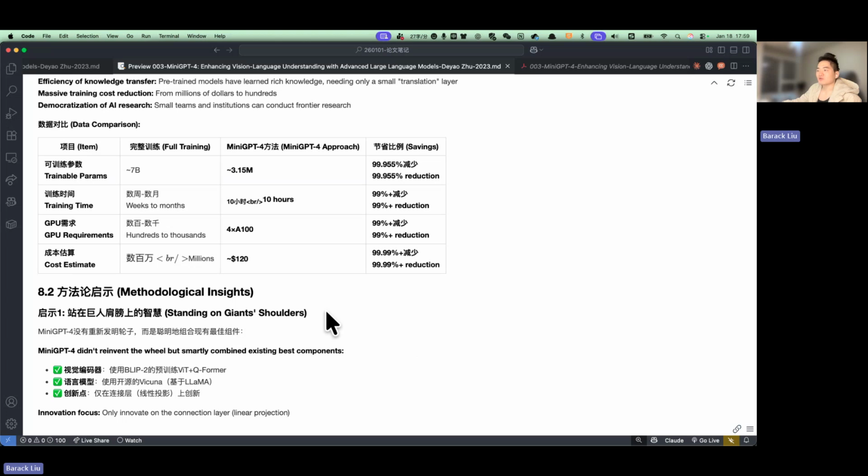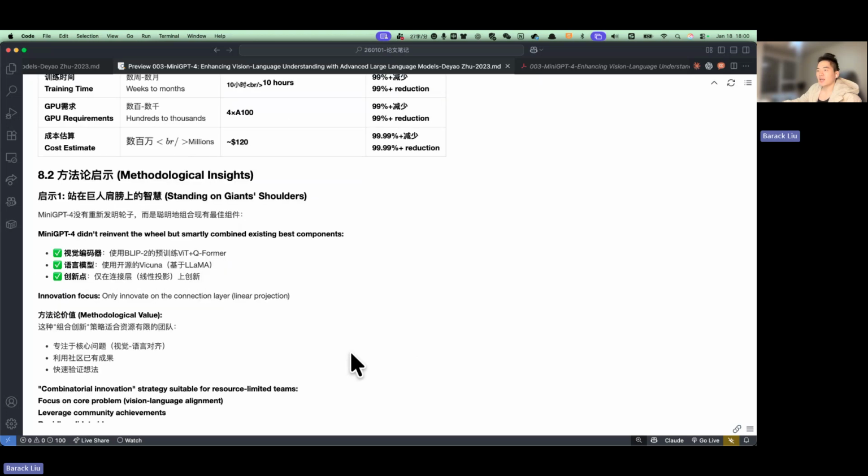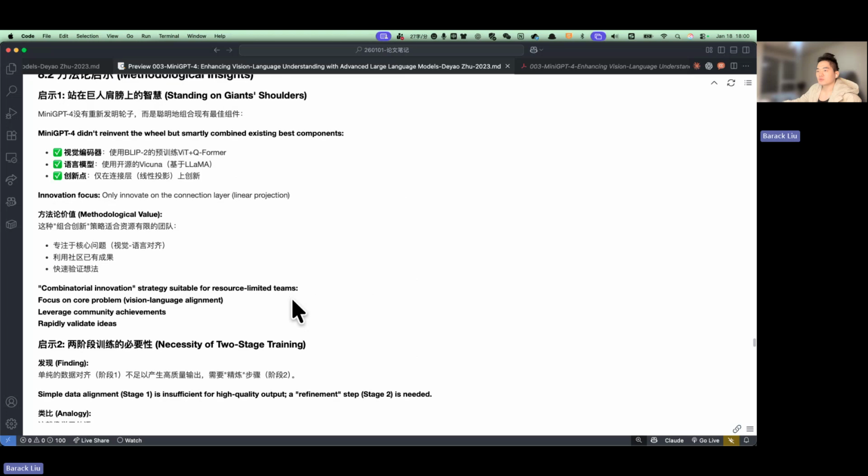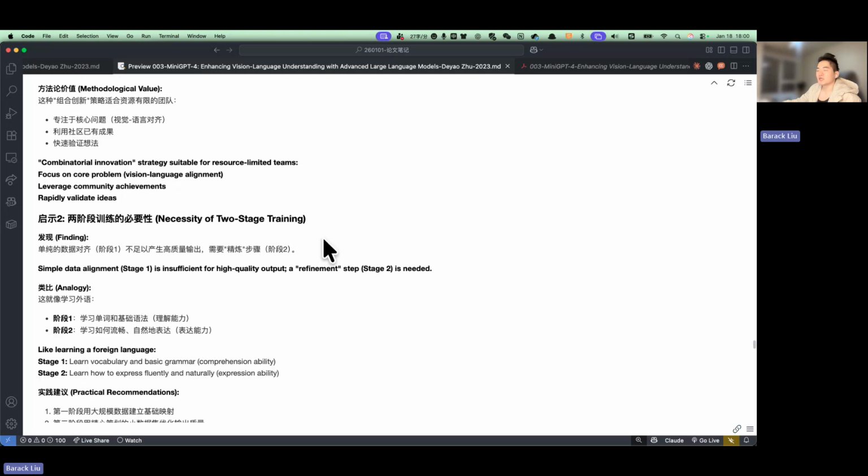Methodology: standing on giants' shoulders. MiniGPT-4 didn't reinvent the wheel, but smartly combined existing best components. That's cool. Only innovate on the connection layer. Combinational innovation strategy suitable for resource-limited teams. Focus on core problem, vision language alignment, leverage community achievements, rapidly validate ideas.